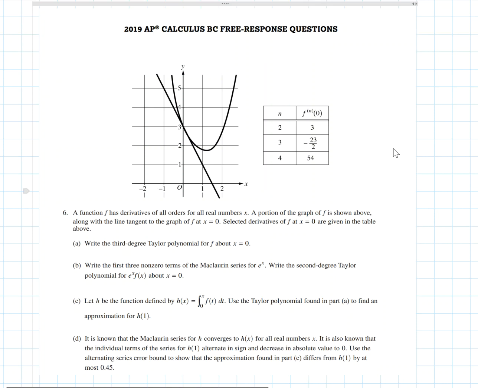All right, today we have question number 6 from the 2019 AP Calculus BC free response section. This is a no calculator problem. We're given a graph and a table with different derivative values for this function f at x equals 0, and it tells us that a function f has derivatives of all orders for all real numbers x. A portion of the graph is shown above, along with the line tangent to the graph of f at x equals 0. Selected derivatives are also given above, and it asks us to write the third degree Taylor polynomial for f about x equals 0.